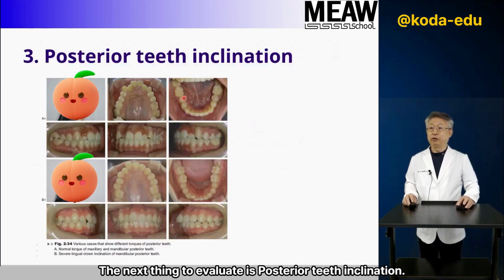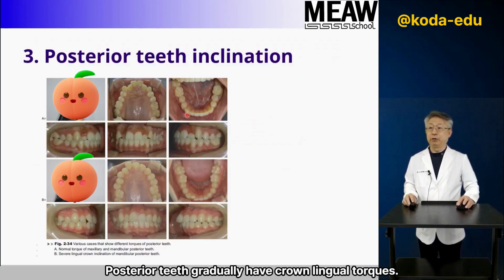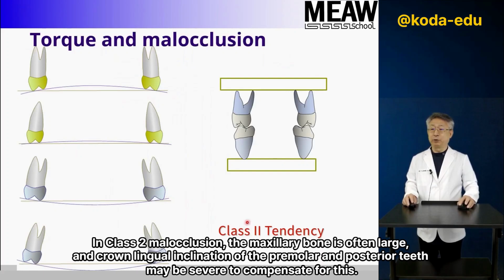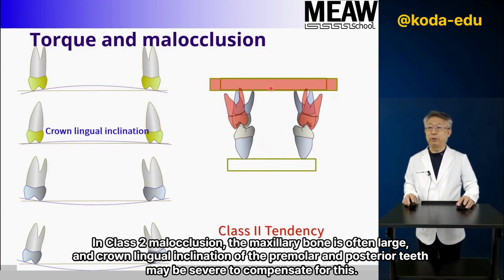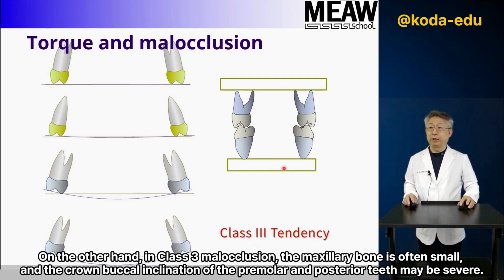The next thing to evaluate is posterior teeth inclination. Posterior teeth gradually have crown lingual torques. In Class 2 malocclusion, the maxillary bone is often large, and crown lingual inclination of the premolar and posterior teeth may be severe to compensate for this. On the other hand, in Class 3 malocclusion, the maxillary bone is often small, and the crown buccal inclination of the premolar and posterior teeth may be severe.